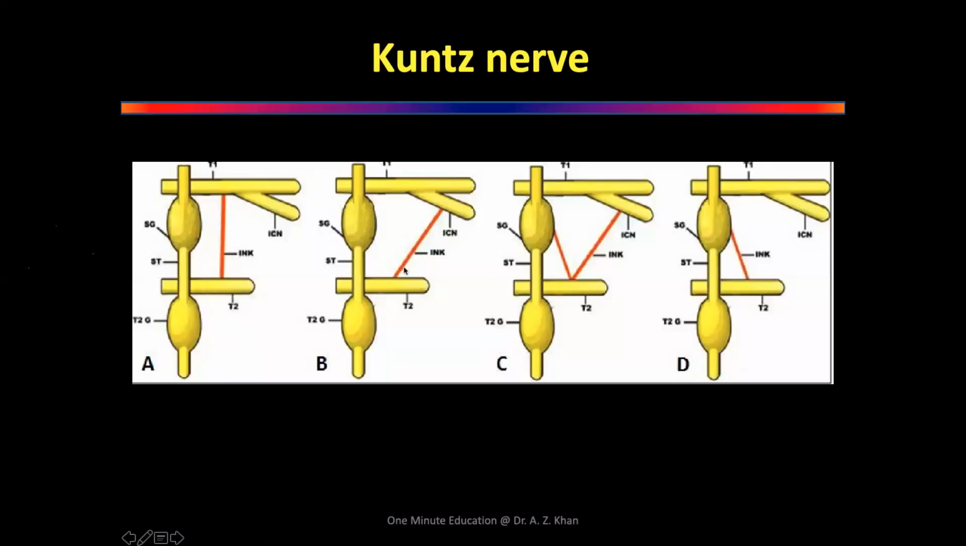So you have to be careful the way you make the cut on the rib. Your cut must include all these variations in a single cut. Okay, so very important to know these 4 variations of a Kuntz nerve.